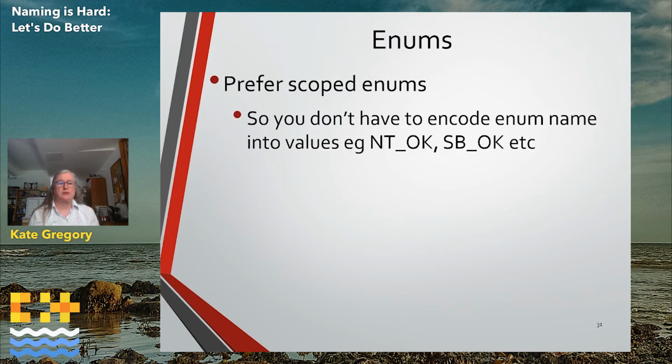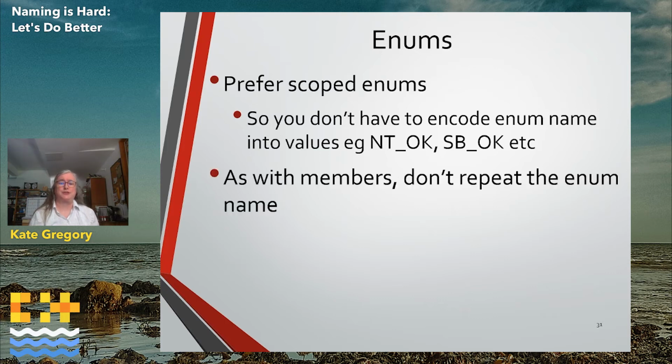So enums. I prefer scoped enums because everybody has an OK or none. And if you are using old school enums, you have to decorate: NTOK, SBOK, FCOK, and so on. If you have scoped enums, you don't need to do that. So then you don't need to repeat the enum name or anything like that.